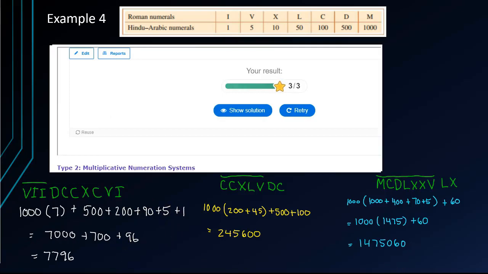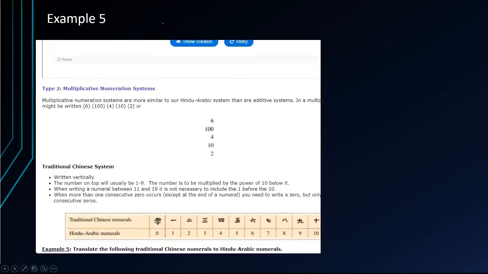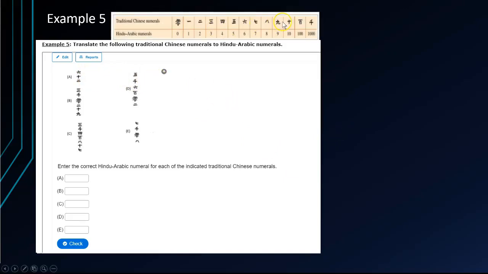On to the next one. The traditional Chinese symbols. So when you look at the traditional Chinese symbols, the way they usually do it is if they want to say 600 or something like that, they'll have a symbol, and then it'll be followed by the 100 symbol. So we have to make sure we know of these symbols here. These tens, hundreds, so basically it's just repeating a lot of these numbers over these numbers.